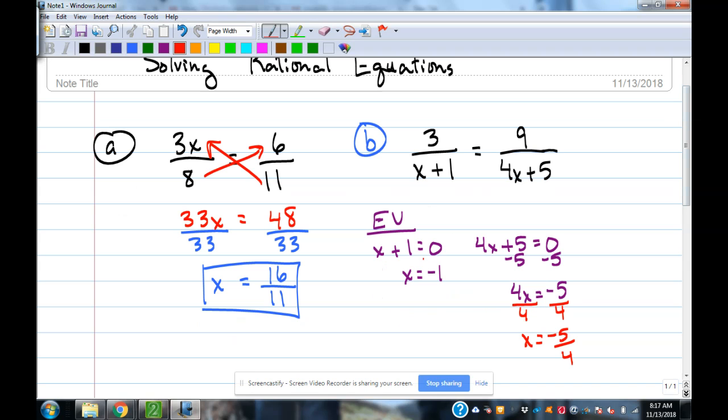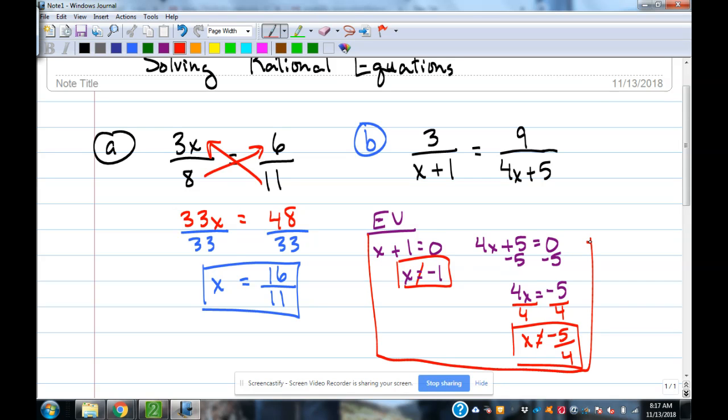What that means is that x cannot equal -1 and x cannot equal -5/4. If we get either of those as an answer, we're going to throw it out because it creates, in the original problem, division by 0, and that's an undefined operation in math. So that's why we're finding those. We're going to find those excluded values first, and then we'll compare our answers to those. If one of those exists as an answer, then we throw it out. Okay? All right, so there's our excluded values.